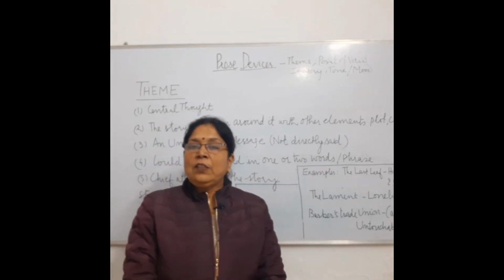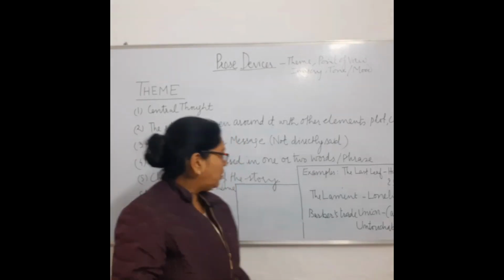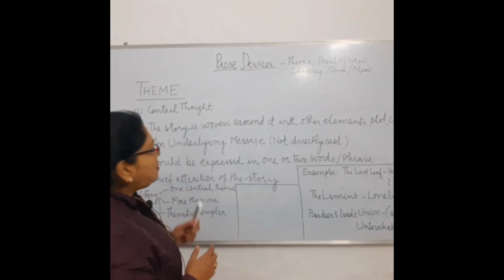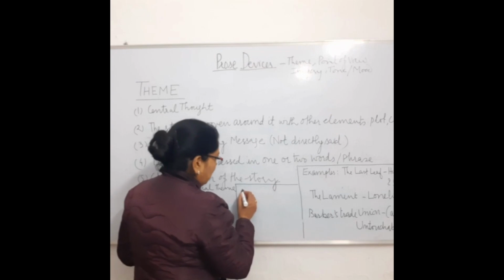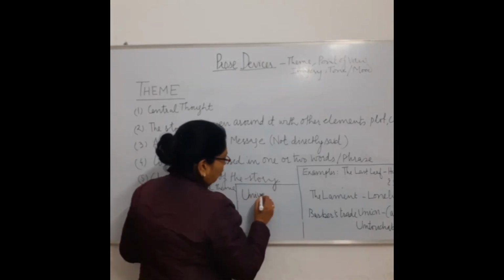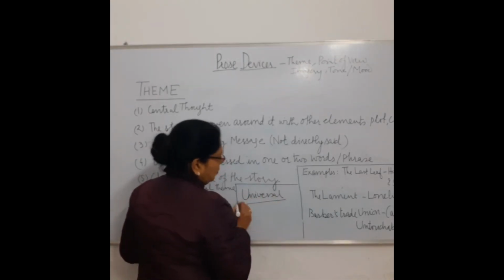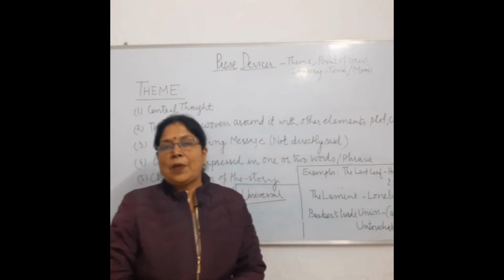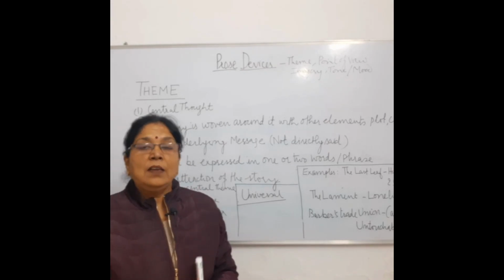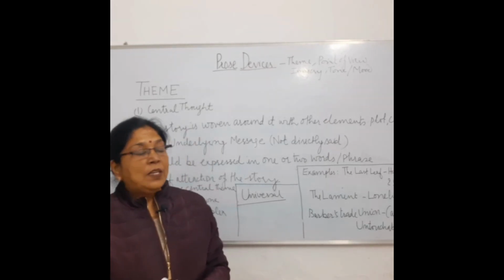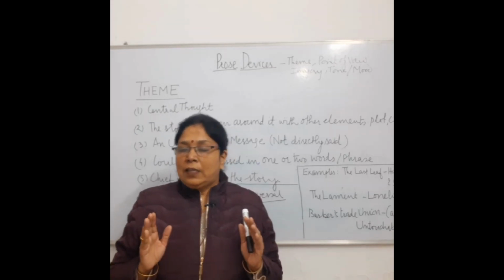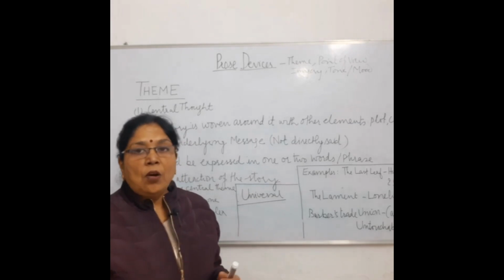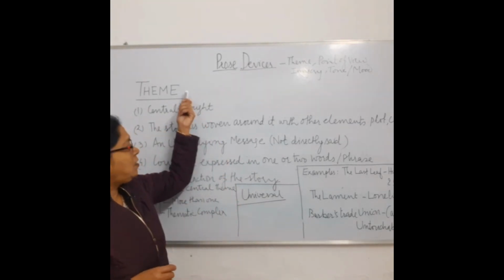Theme, one thing you would also like to understand, is that this theme is what makes the appeal of the story universal. Now see, you have studied this story, The Last Leaf. Though the characters are American, the setting is American, and they are speaking English, still you are interested in that story, still the story appeals to you because of the element of the theme.